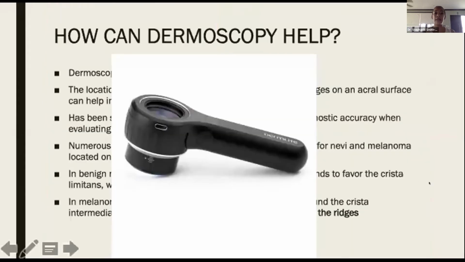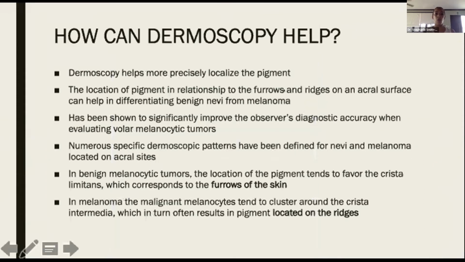So how can dermoscopy help? This is a dermatoscope that most of our dermatologists have and utilize in clinical practice. It's a tool that we use to help us distinguish these melanocytic lesions. And so what does it really do for us? It helps us to more precisely localize the pigment. And on the next slide, I'll show you a photo of what I'm talking about.